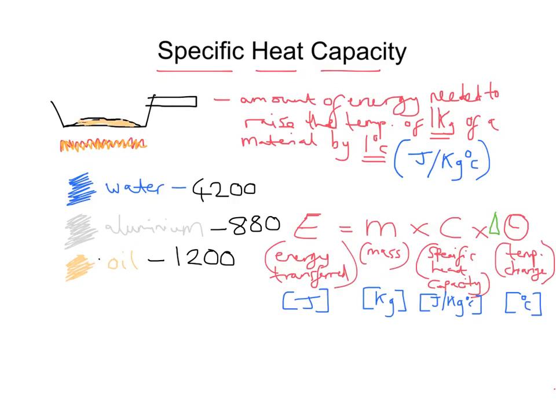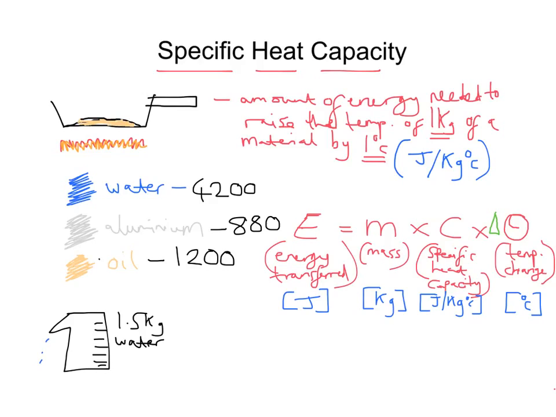Let's think of a particular example. So we've got here a kettle. Very simple. There's a kettle. We've got water being poured out of the kettle. And you're told that it contains 1.5 kilograms of water.